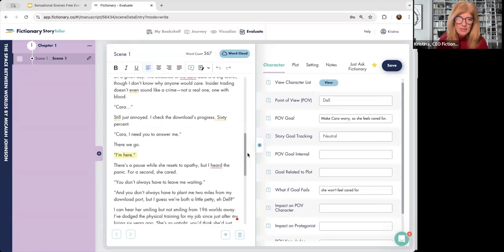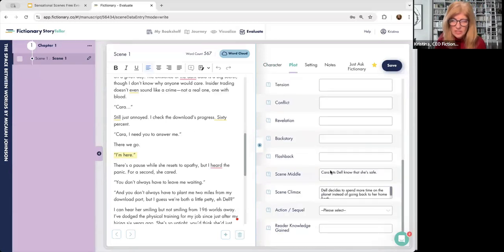Then we go to the scene middle. And here, "I'm here. Kara knows that she's safe." So here is the goal change. Right at the scene middle, she's let Kara know she's not dead. She made it to this other Earth fine. Her goal changes as she's downloading data from this Earth to bring home. And so now she's got to focus on that.